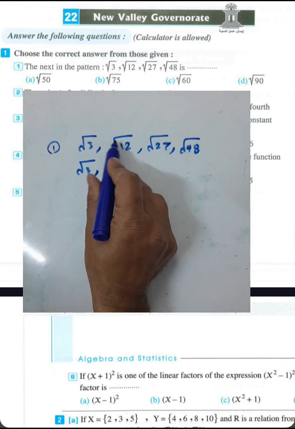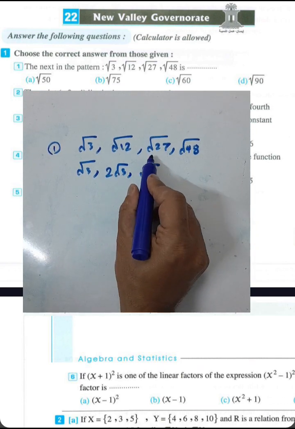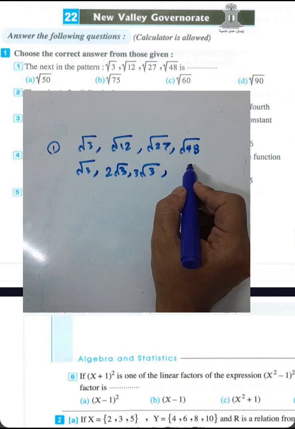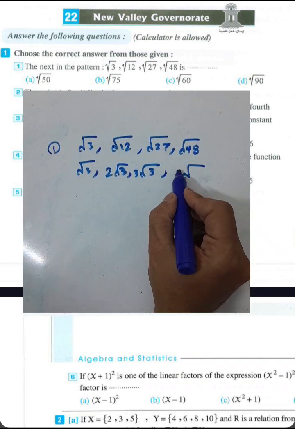Square root of 4 will be 2, and write 3 here. 27 equals 9 times 3, write 3 here and write 3 outside. 48, we can write 3 times 16. Square root of 16 will be 4.